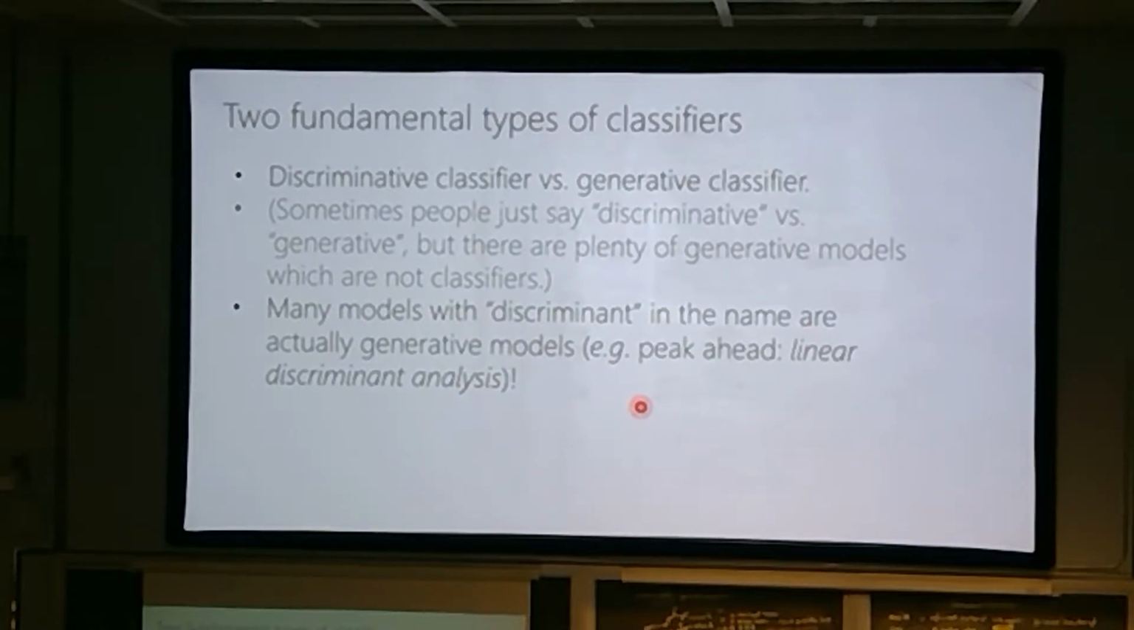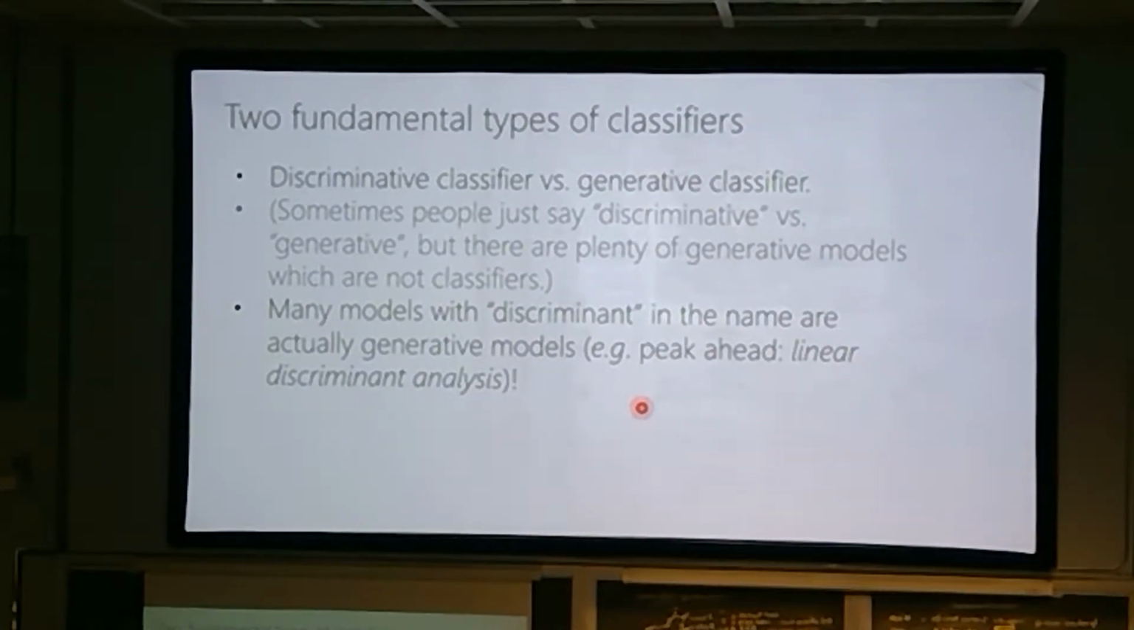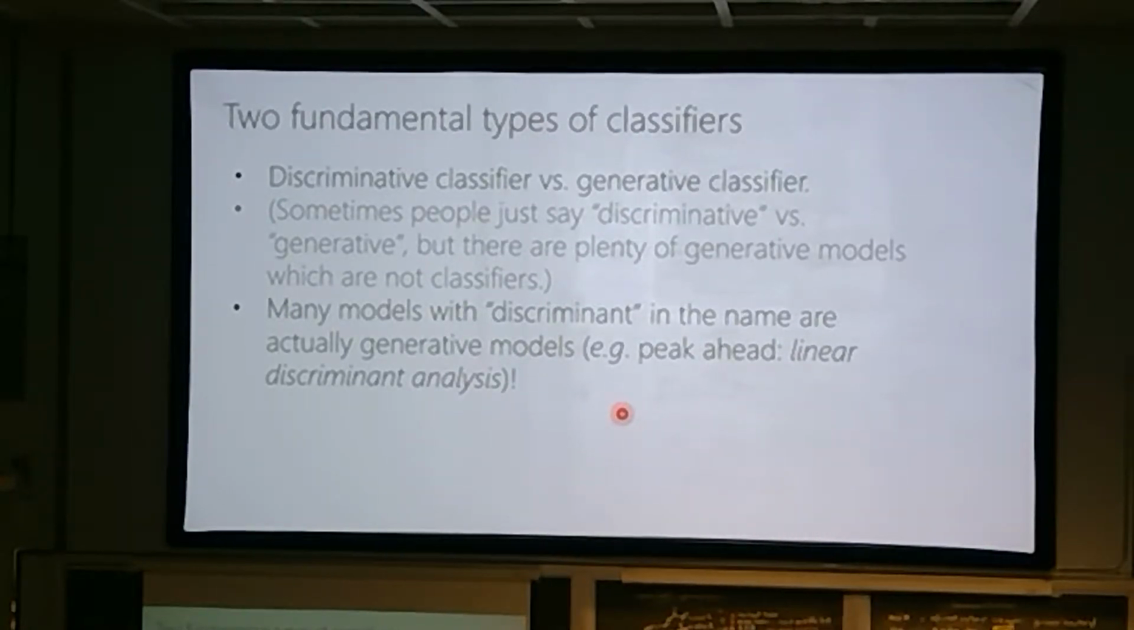So fundamentally, there are two types of classifiers: discriminative and generative, and hopefully by the end of this class, you understand what that is. I'm going to slowly try to give it to you in different ways. Sometimes you'll just hear discriminative model or generative model. Usually when people say these terms, they mean it about classifiers, but sometimes they pop up somewhere else. In this lecture, I mean it specifically for classifiers. And as I just said, there are many models that have the name discriminant in them that are actually generative models, so it's very easy to get a bit confused.